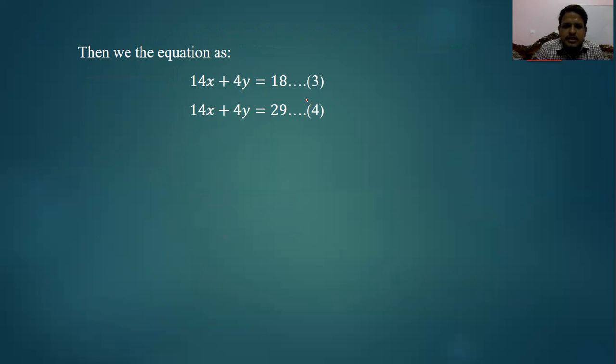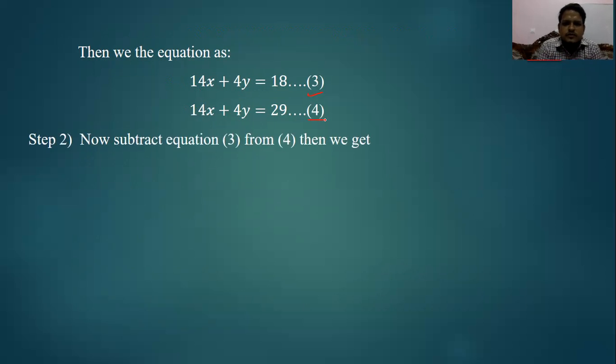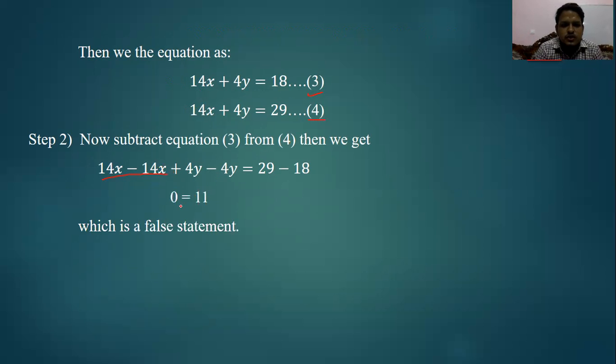Now we will subtract equation 3 from equation 4 to eliminate the variable x. But from here we can see that both the variables x and y are eliminated and we are getting 0 equal to 11, which means this statement is false.